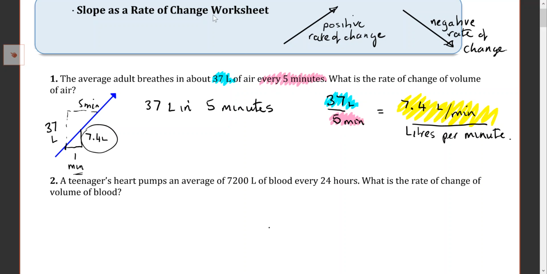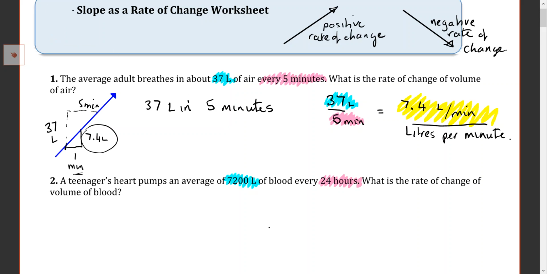So for the second question, alright, you should have a teenager's heart pumps an average of 7,200 litres, right, every 24 hours. Okay. Did you all identify those?